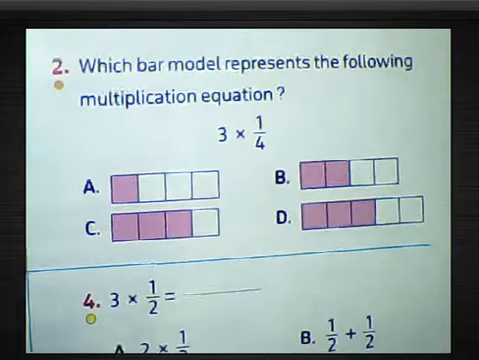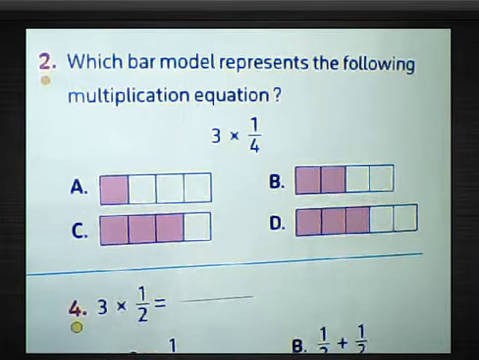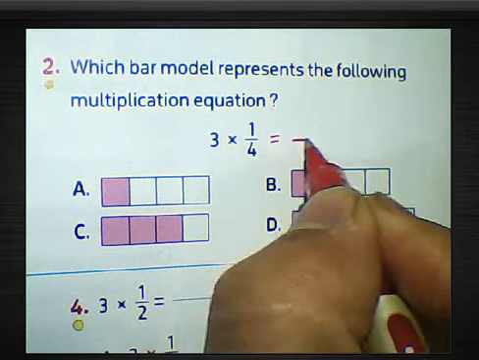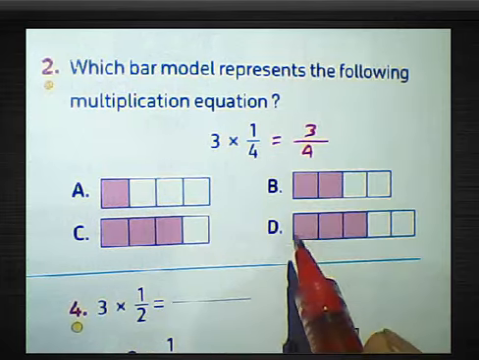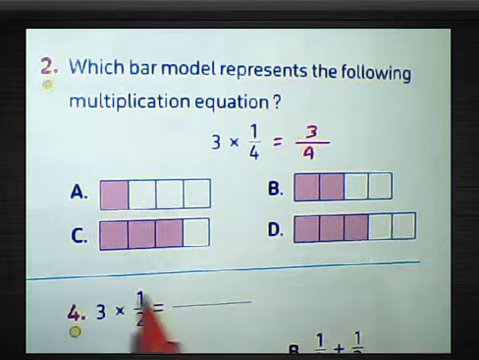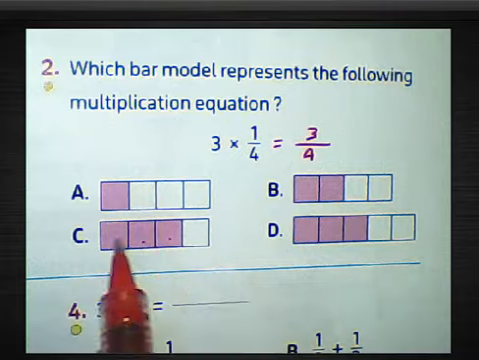Which bar model represents the following multiplication equation? 3 times 1 over 4. It means 3 over 4. He colored 3 parts from 4 parts. 3 colored here from 4 parts.